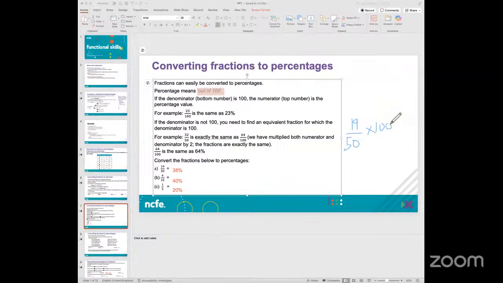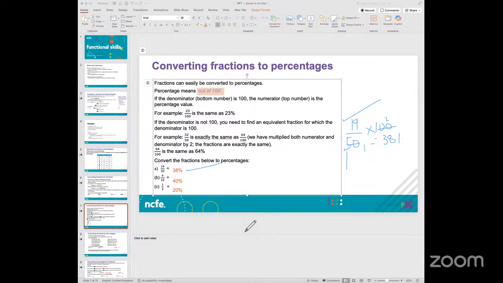Right? So if I now simplify this, this is the numerator and this is the denominator, right? So I can see, can I simplify this by division? 50 times 1 is 50, 50 times 2 is 100. So 19 times 2 is now equal to 38. So if I write it correctly, 38%. That should be your answer, as you can see.